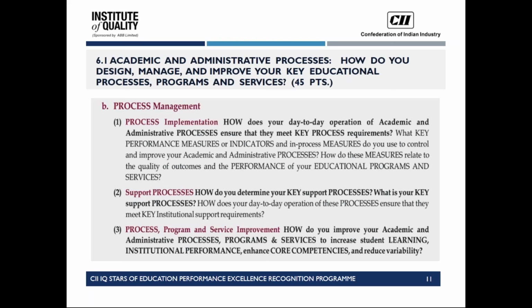The third thing we're looking at here is the process, program, and service improvement. Therefore, how do you improve your academic and administrative processes, programs, and services to increase student learning, institutional performance, and also enhance core competency and reduce variability?